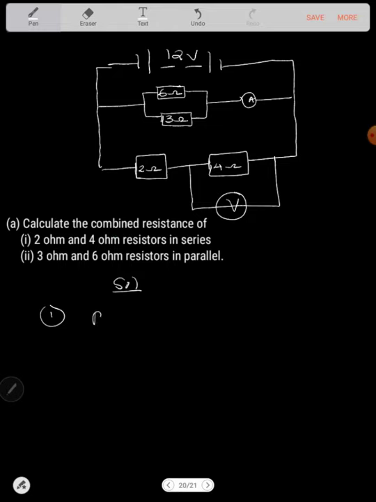These are in series. So resistance in series is equal to resistance 2 plus resistance 4. This will be a direct combination of 2 ohm plus 4 ohm, giving us a total of 6 ohms.